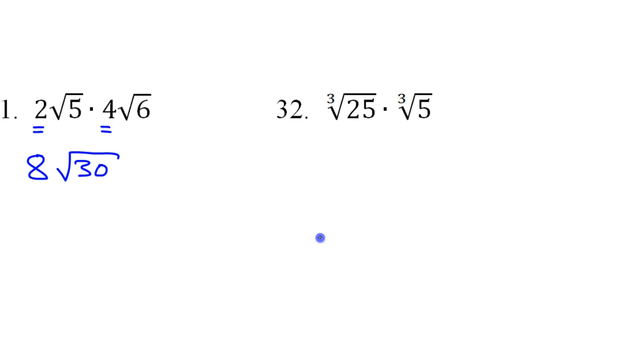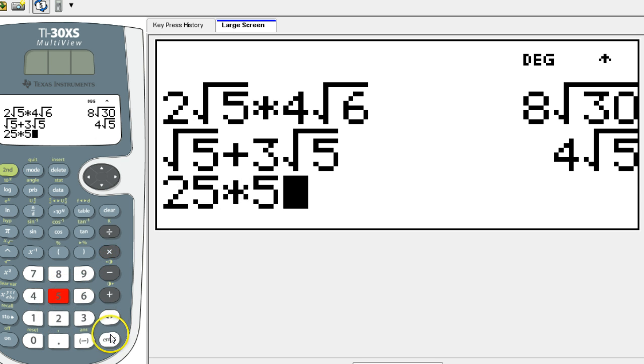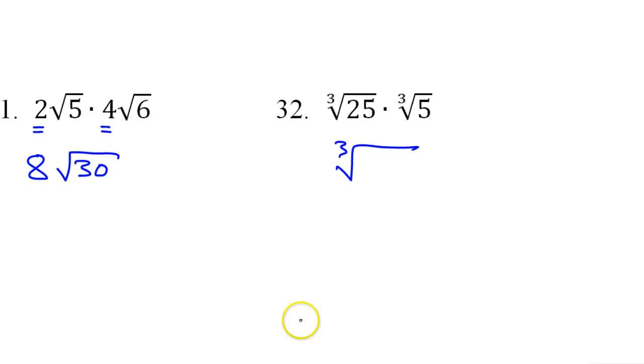Now, the calculator will not handle cube root functions. It'll just give you a decimal. So you have to do these by hand. Now again, the index is the same. The root is the same. So whenever that happens, you can go ahead and multiply. So I've got the cube root. Now 25 times 5 is 125. Okay, so I've got the cube root of 125.